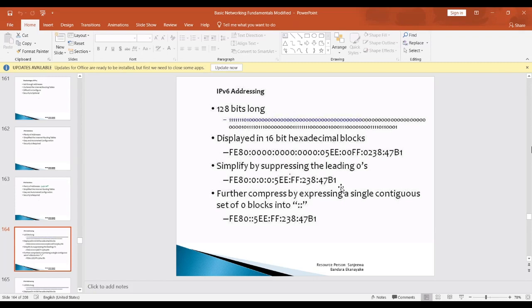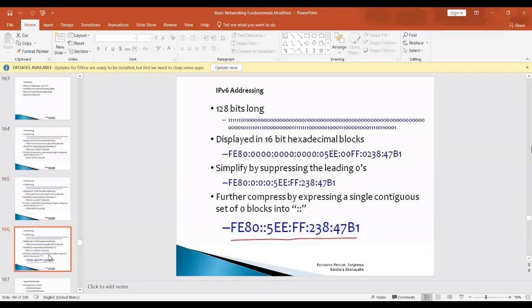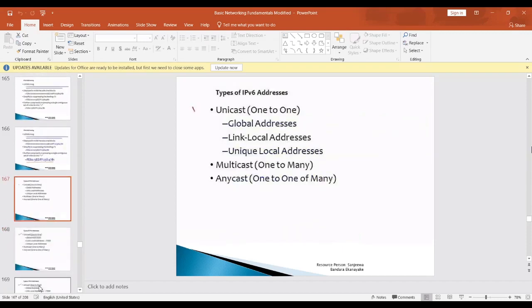So likewise, there are some rules we use to compress or simplify the address, so it is easy to configure because of this characteristic. And some of the other features are also there. And also there are different types of IP version 6 addresses.